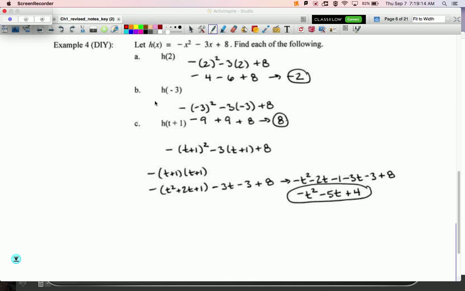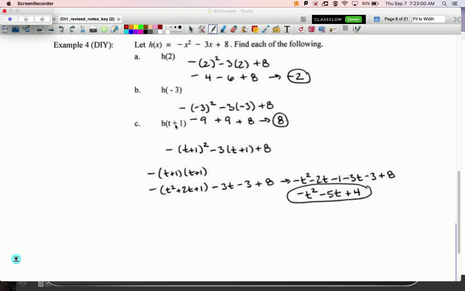Part B, you have to be really careful. We want you to write the negative 3 in parentheses. So be really careful with the negative 3. You square it, that becomes positive 9. Then you multiply by the negative, and it's negative 9. The negative 3 times negative 3 is positive 9. Those two will cancel out, so you're left with just 8.